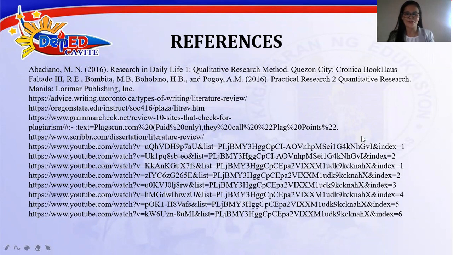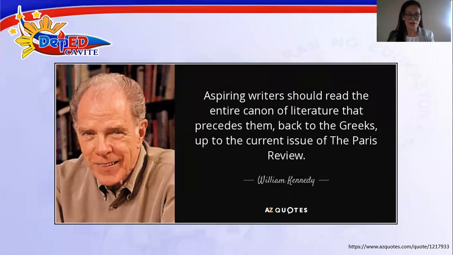So now that we will be leaving you with this quotation. Aspiring writers should read the entire canon of literature that precedes them, back to the Greeks, up to the current issue of the Paris Review. So it will be like a total review of literature of your study. So hindi ka lang magpo-focus sa isa. So from theories to philosophies and then the trends, you will be looking at everything. So to have them as a good foundation of your literature review.